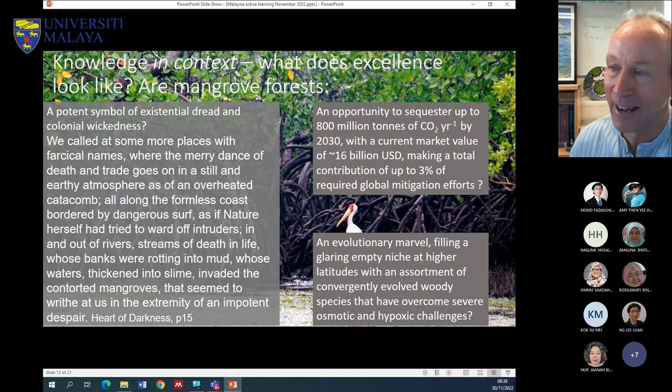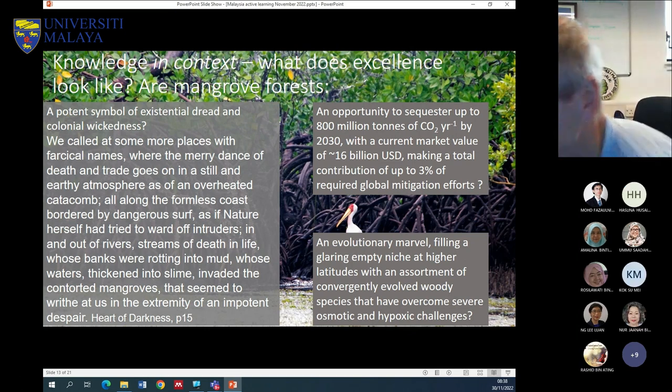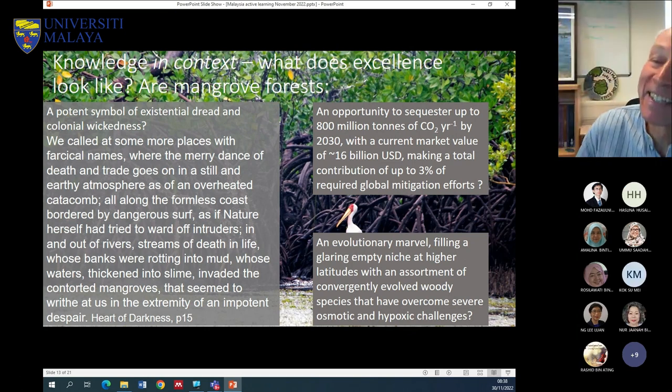He talks about it as, you know, nature herself had tried to ward off intruders: in and out of rivers, streams of death in life, whose banks were rotting into mud, whose waters thickened into slime, invaded the contorted mangroves that seemed to writhe at us in the extremity of an impotent despair. How about that?